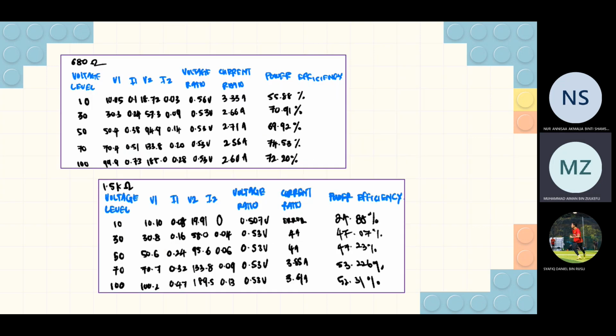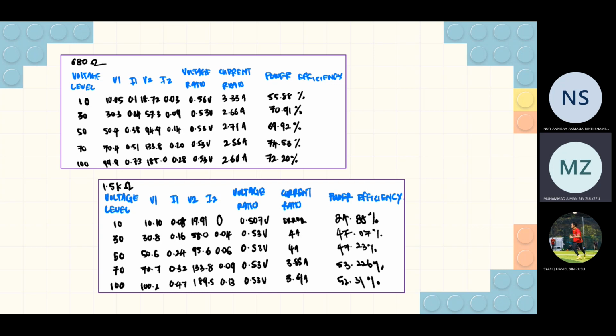So move to the analysis for experiment. Sorry, another load. So the next load we use is 680 ohms. We will use the same formula for power efficiency, voltage ratio, current ratio, and others.